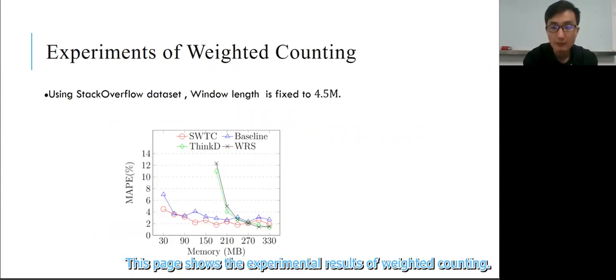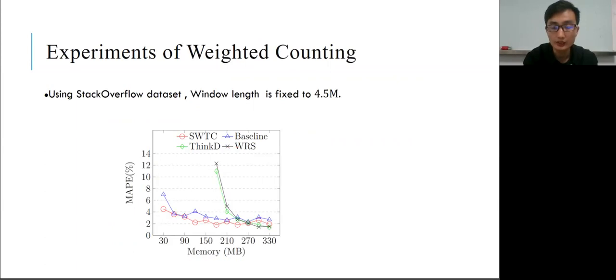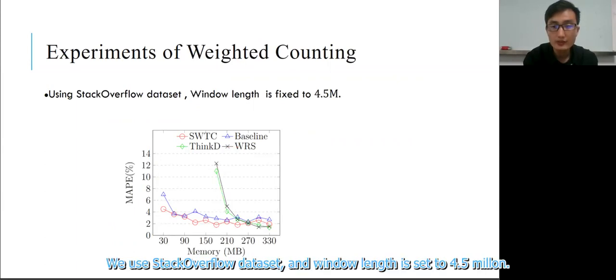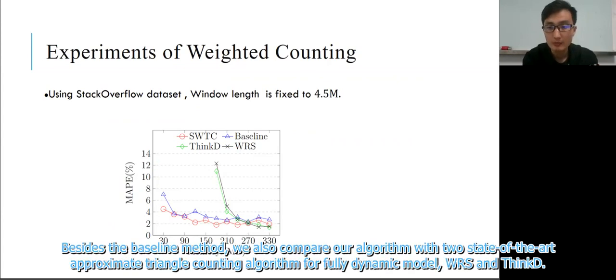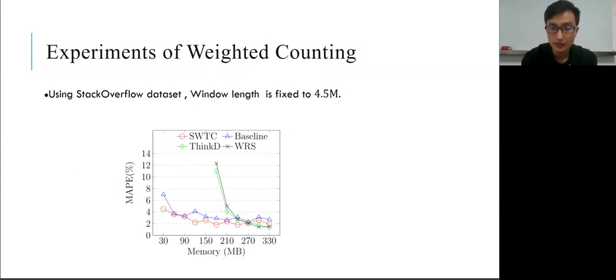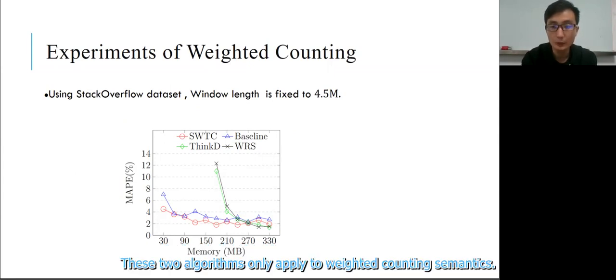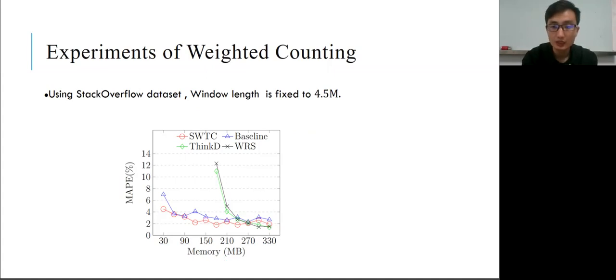This page shows experimental results of weighted counting. We use Stack Overflow datasets, and the window length is set to 4.5 million. Besides the baseline method, we also compare our algorithm with two state-of-the-art approximate triangle counting algorithms for fully dynamic model, WRS and SyncD. These two algorithms only apply to weighted counting semantics.